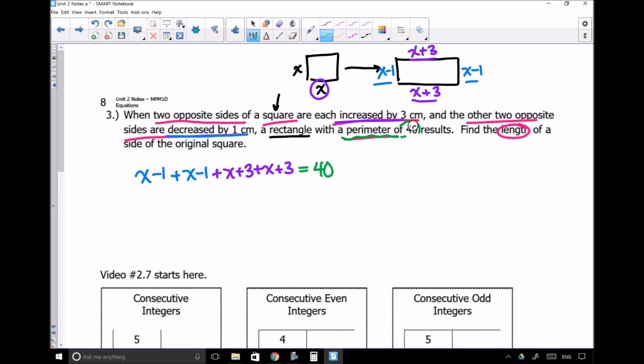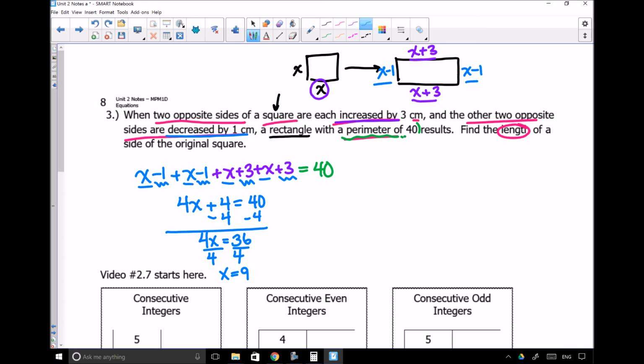Okay? So once I've done that, I can go ahead and solve my equation. X plus X plus X plus X, I've got 4X. Okay? Minus 1 minus 1 becomes negative 2. Plus 3, so negative 2 plus 3 is 1. 1 plus 3 is 4. Now I've just got a regular equation to solve. Subtract 4 on both sides, so you get 4x equals 36. Divide both sides by 4, you get x equals 9.